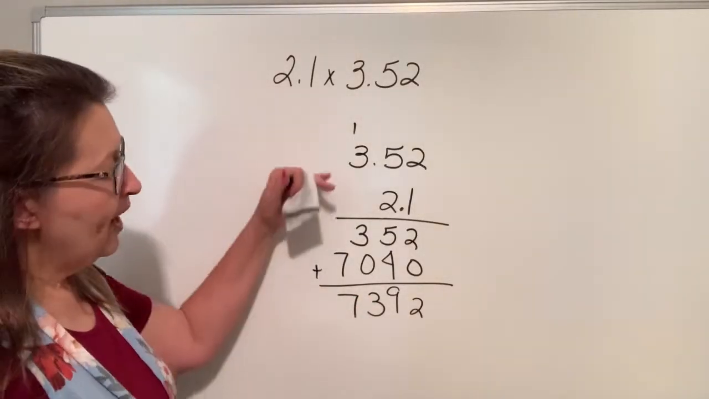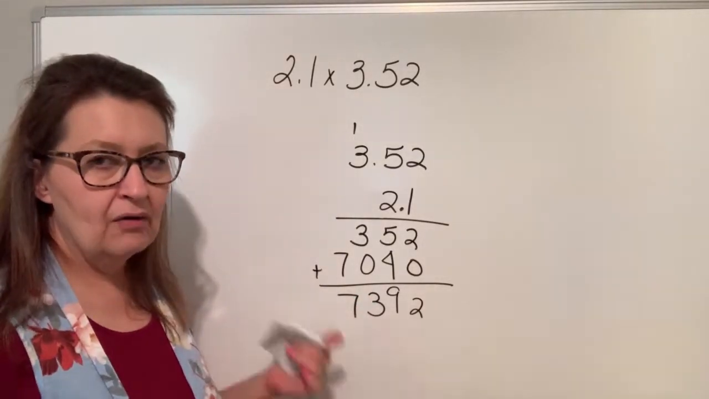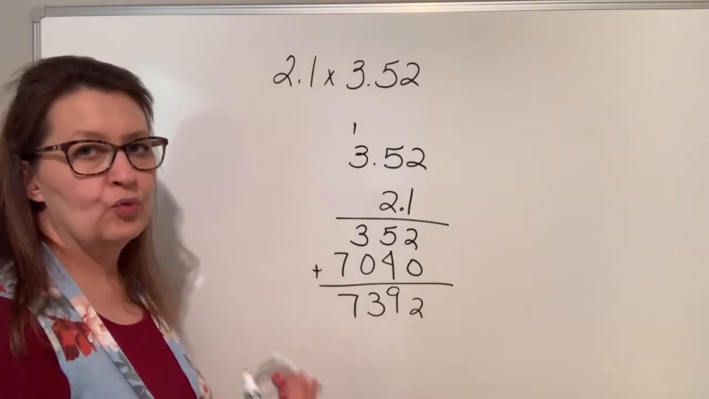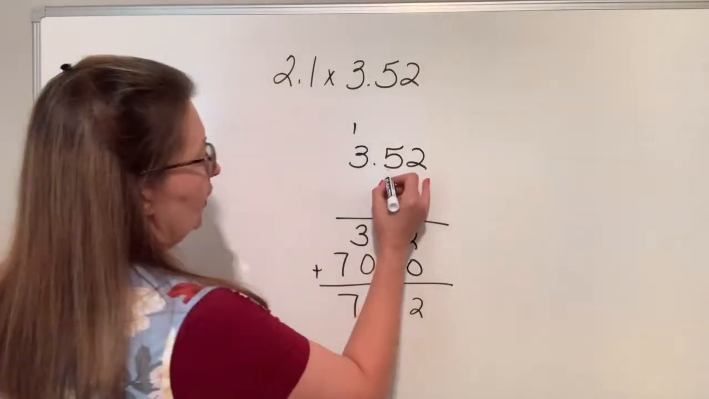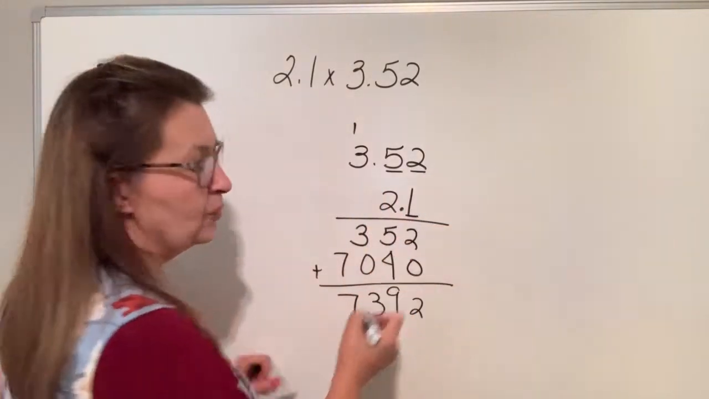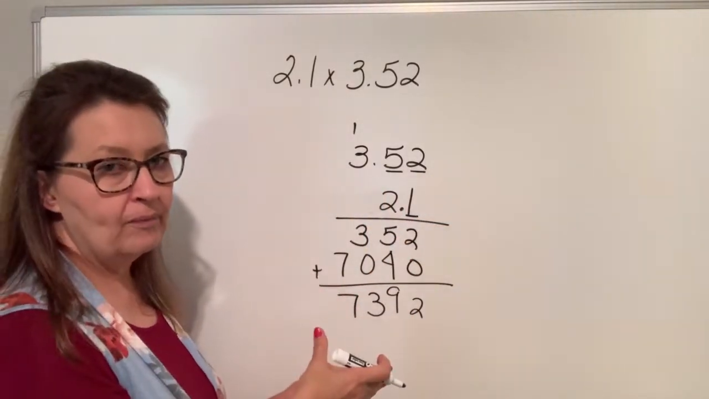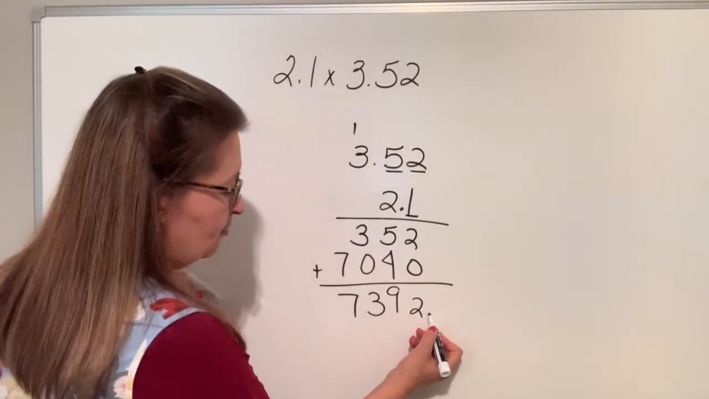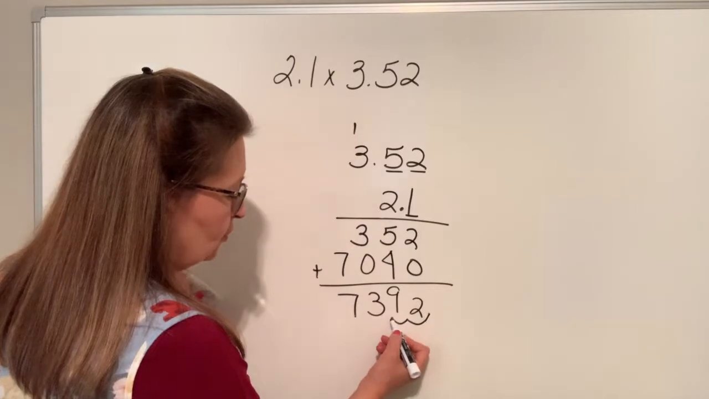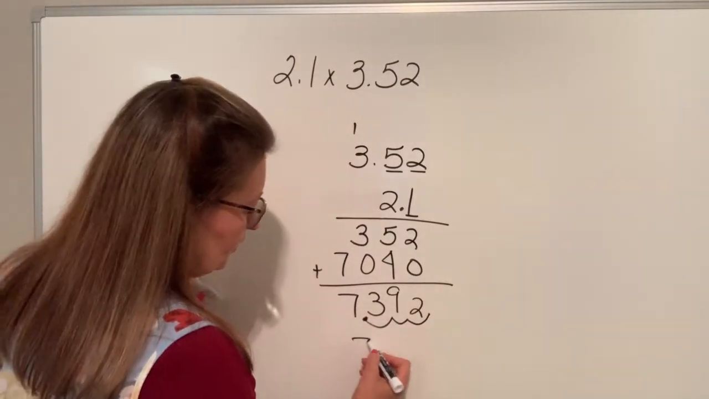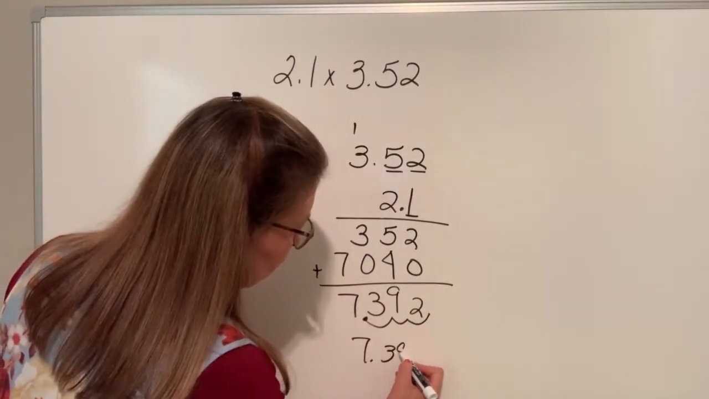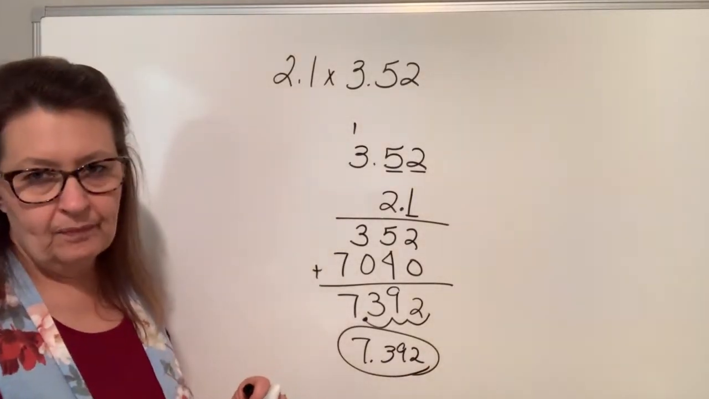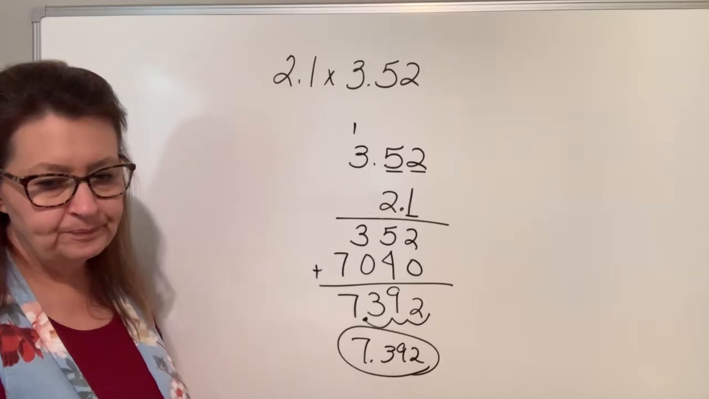Now you go back up to your original problem and you count how many digits, how many numbers did I have that were to the right of a decimal. Well, you had 1, 2, 3. Count all of them. Then you're going to start right here at the end and you're going to count backwards that many places. 1, 2, 3. So your final answer to this problem would be 7.392.